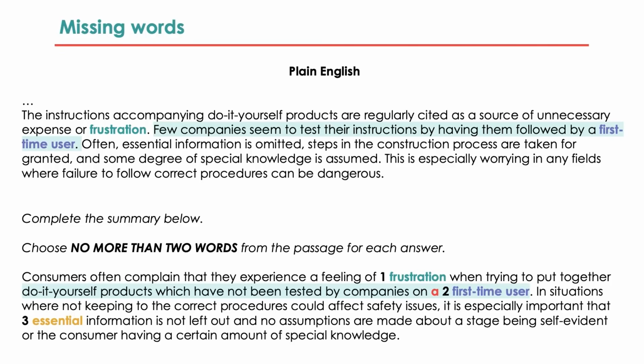Please note that the article A is not part of the answer. It's already included in the summary. And question number 3. Essential information is omitted or left out, which are synonyms. In the missing words questions, it's important to locate the correct sentence and copy the words from the text. Even if you can read the question and think that, oh, this word matches the meaning perfectly, don't do that. Find the word and copy it.